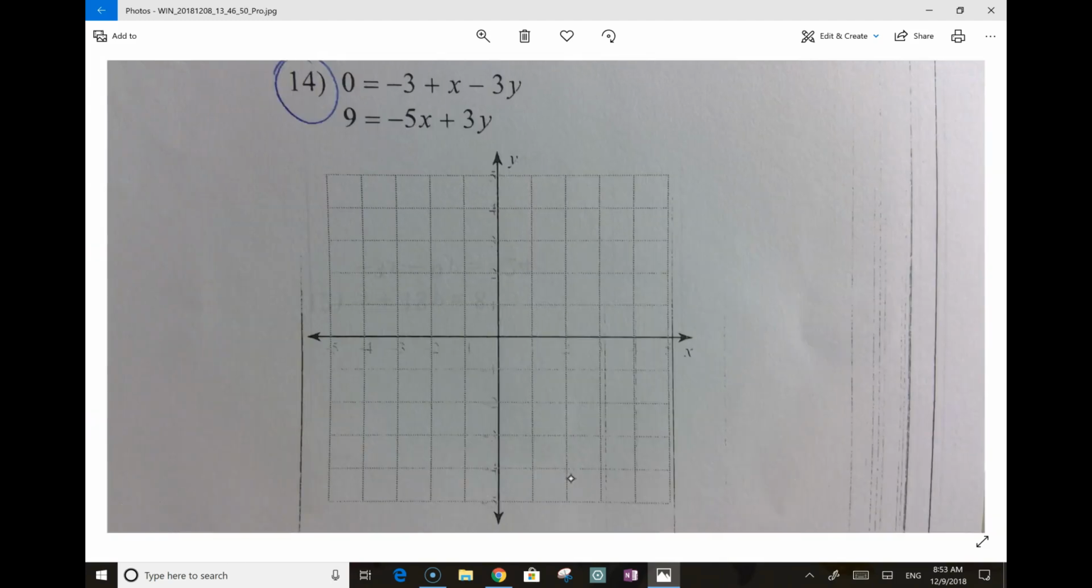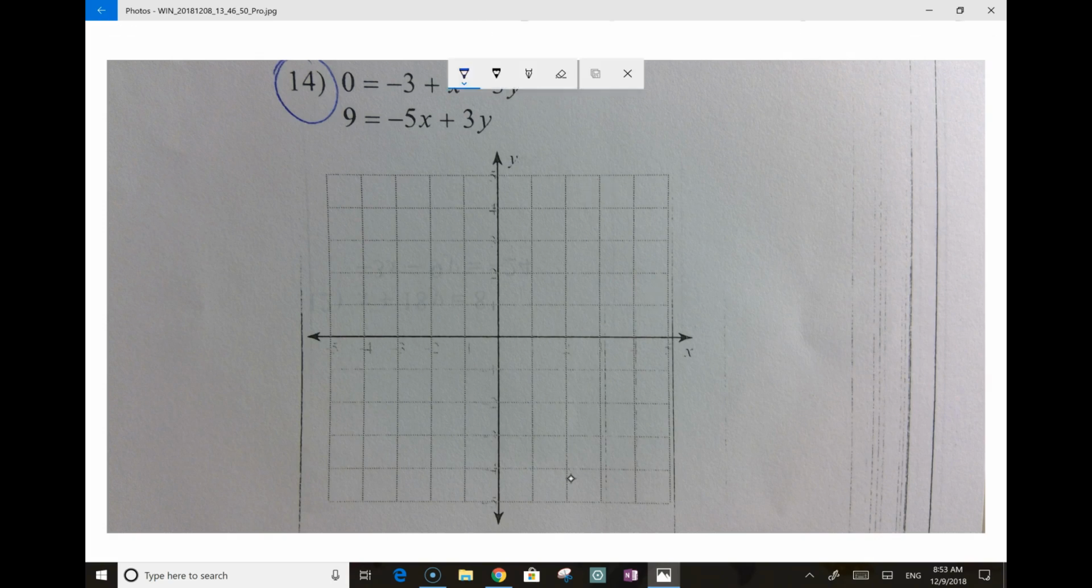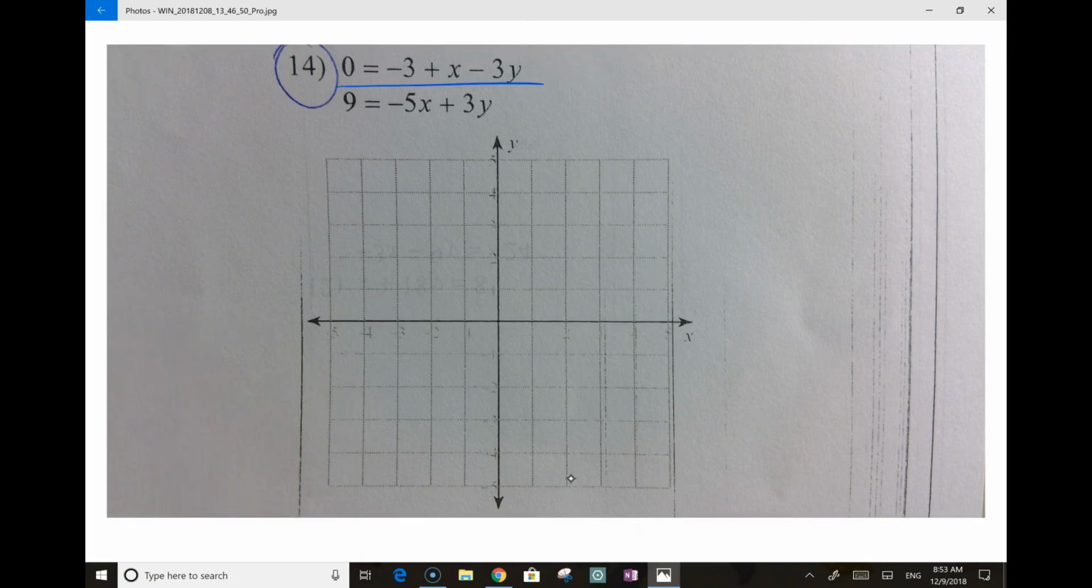So we're going to go ahead and begin with this one here, where we have to graph these two linear equations. Now, these are not in any recognizable form, meaning that none of these are, with the exception of the second one. The first one is not in slope-intercept form. It's not in standard form. It's not in point-slope form. So we're going to have to take care of that.